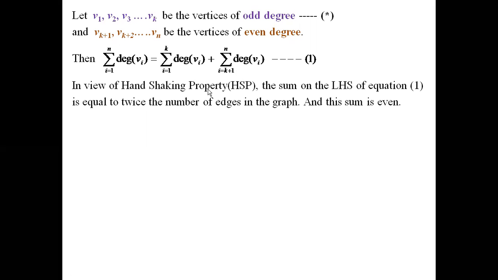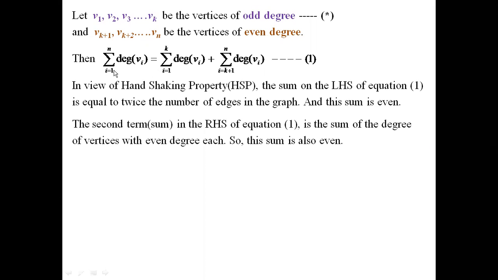In view of the handshaking property, the sum on the LHS is equal to twice the number of edges in the graph, and the sum is always even. The left hand side is nothing but the sum of the degrees of all the vertices, and by the handshaking property this is equal to twice the number of edges, which is an even number. So the left hand side is an even number.